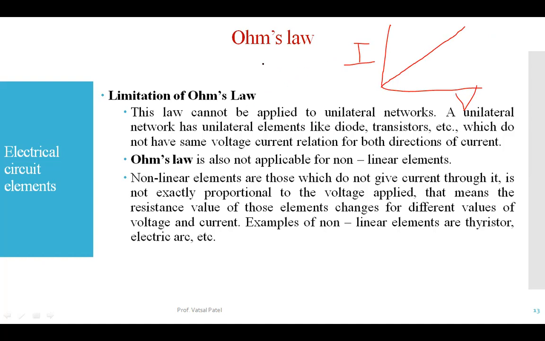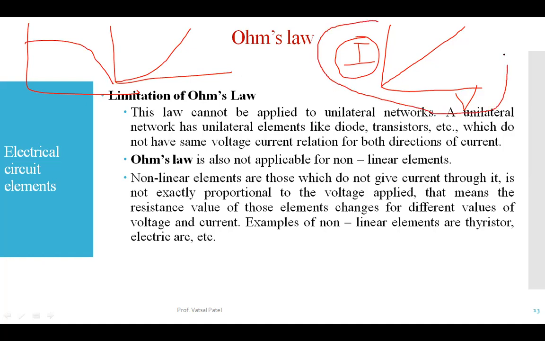So there are so many elements. We have nonlinear elements in which, whenever the applied voltage is given, the current does not change proportionally. That means the curve will be shaped like this, or like this. So it does not fulfill the characteristics of this one, and then you cannot apply Ohm's law. This is one of the limitations of Ohm's law.